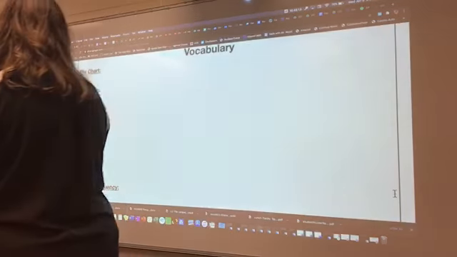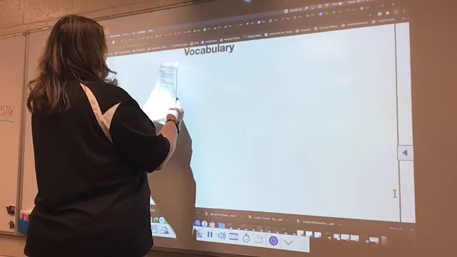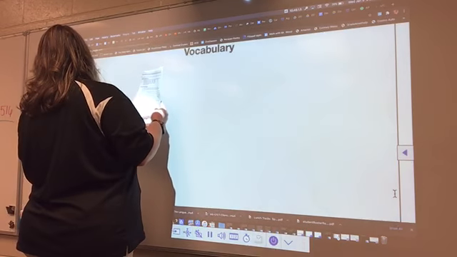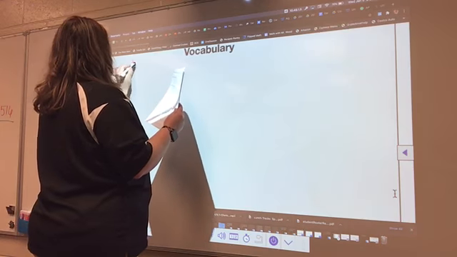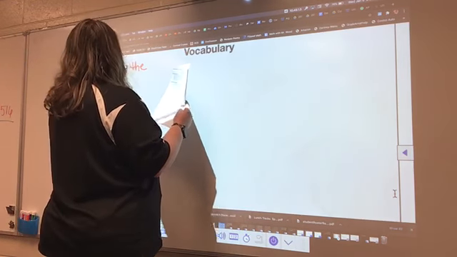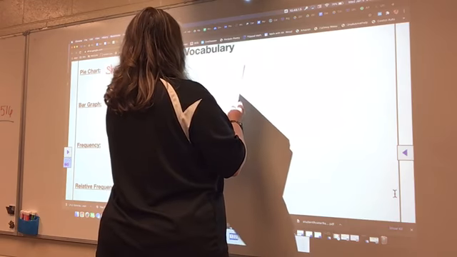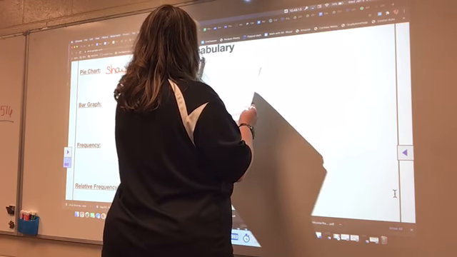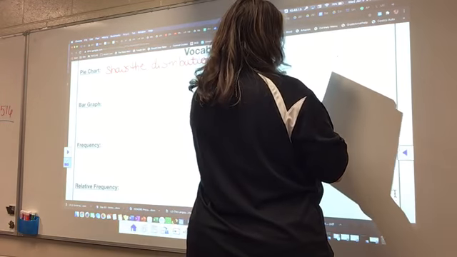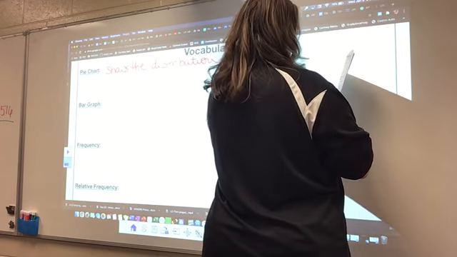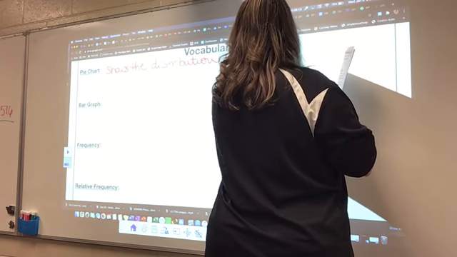Pie chart. A pie chart shows the distribution of, well, I guess I could say, of categorical variables.